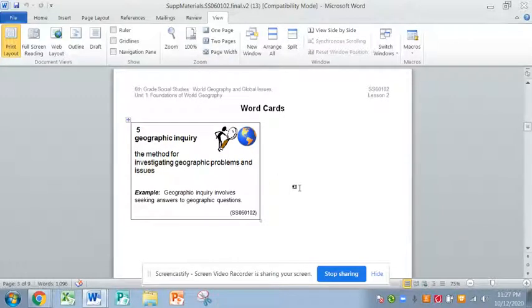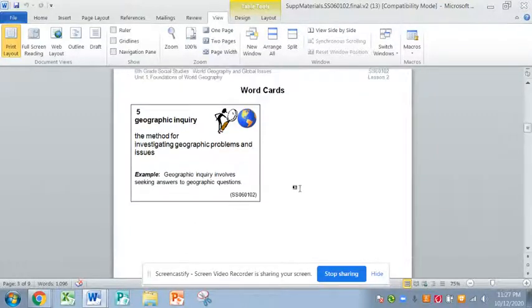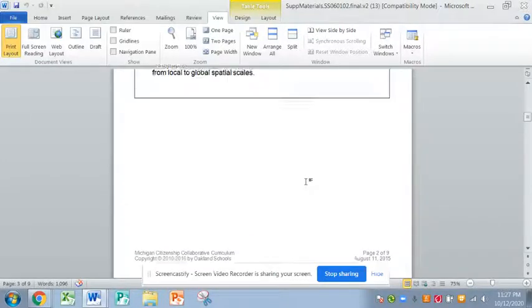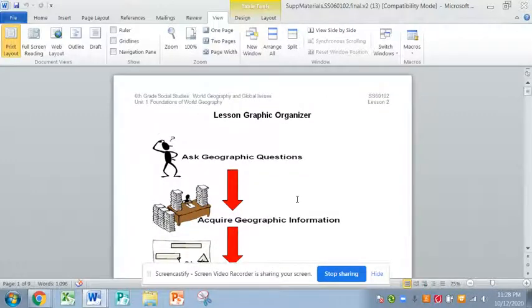And you only have one vocabulary word for this lesson, and it is geographic inquiry, the method for investigating geographic problems and issues. Example: geographic inquiry involves seeking answers to geographic questions. Again, for the vocabulary words, I'm only asking you to copy the vocab word and the definition associated with it. You do not have to copy the picture or the example. If it helps you to remember, then please feel free. Again, you are not graded on these study guide notes. Feel free to pause wherever you need to and scroll back up. But that is your big 3 study guide notes for lesson number 2.